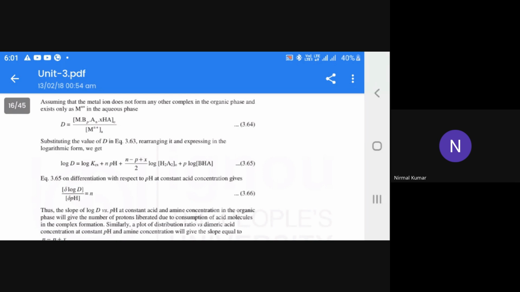Similarly, if we plot log D versus pH, the slope at constant acid and amine concentration in the organic phase will give the number of protons liberated due to consumption of acid molecules in the complex formation.